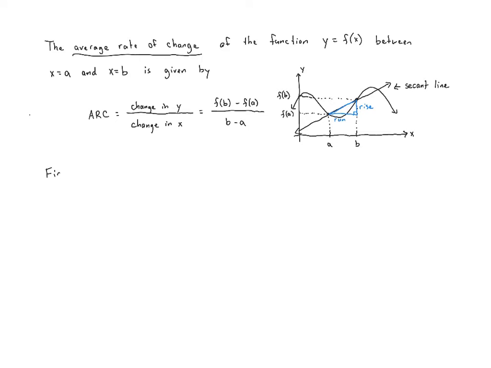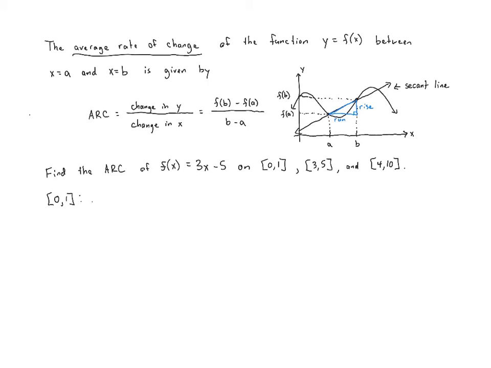So let's find the average rate of change of the function f of x equals 3x minus 5. And we're going to do this looking at several intervals. We're going to look at the interval from 0 to 1, the interval from 3 to 5, and the interval from 4 to 10. So let's look at each of these intervals one at a time. We'll start with the interval from 0 to 1.